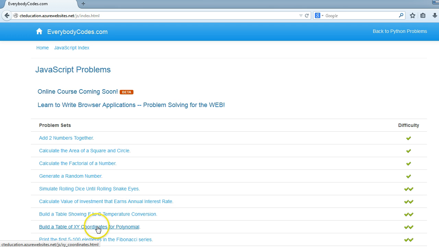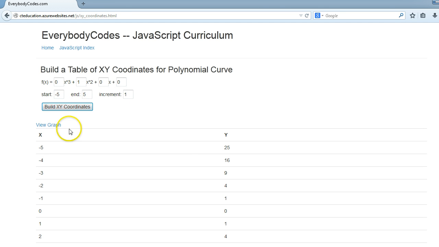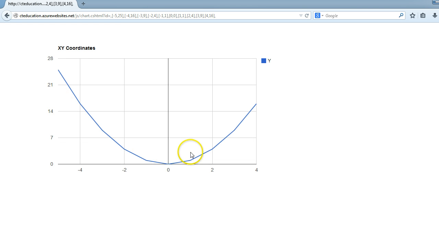Let's build a table of XY coordinates for a polynomial. Okay, so we can use this here to represent the coefficients of a polynomial. Here's the coefficient to x to the third, x squared, x, and the constant. For example, we have a range here that we're going to build our table over, and an increment. We can click this, and we can see here are the XY points. We can graph this, or we can actually just write a program that runs that, and in this case, we can see our parabola.